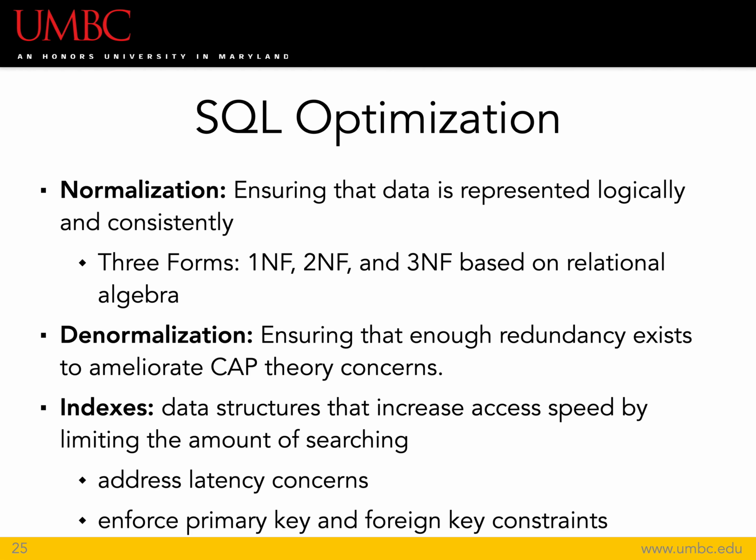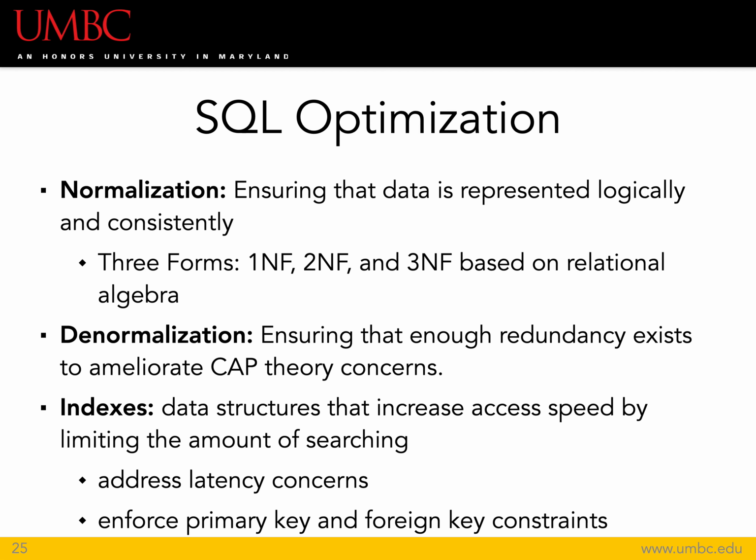Another kind of optimization is something called denormalization. This is essentially a way to address some of the CAP theory concerns by adding redundancy to the database. This can also make latency better as well, but it's probably not as efficient as using something like a NoSQL database if latency is your primary concern.